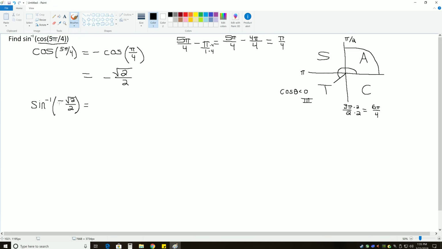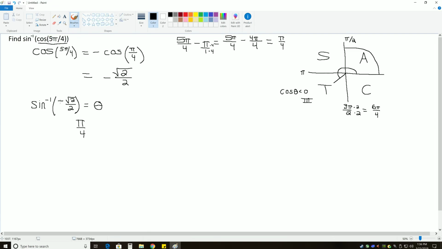And again, when you're thinking of inverse functions, always remember that we're just trying to find what angle theta was plugged into sine to give us a value of negative square root 2 over 2. So we know what angle when plugged into sine gives us the square root of 2 over 2. That's just pi over 4. It's the same thing as cosine of pi over 4.